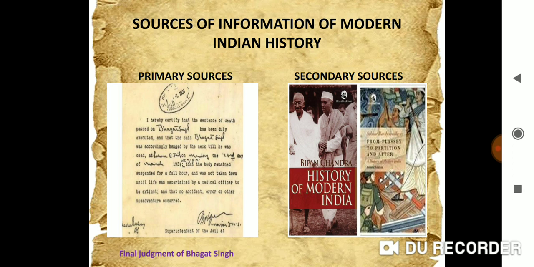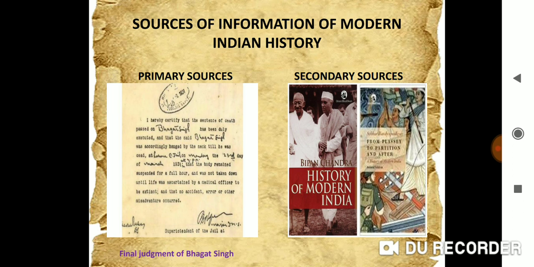Examples: government reports, letters, photographs, newspapers, diaries, all should be original, is called the primary source. A lot of this material has been preserved in government museums and archives. Nowadays also this document is preserved. This is the final judgment of Bhagat Singh, preserved in the National Archives of India in Delhi. The original final judgment of Bhagat Singh. So this is called the primary sources.